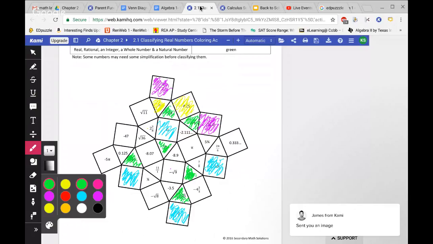What about 11 over 1? 11 over 1 would actually be a good one. That one would reduce to 11. So that's also going to be a natural number, which is then a whole number, which is then an integer and rational and real. Anybody else see one? Oh, the square root of 36 is 6. So that's a natural number, a whole number, an integer, rational, and real.